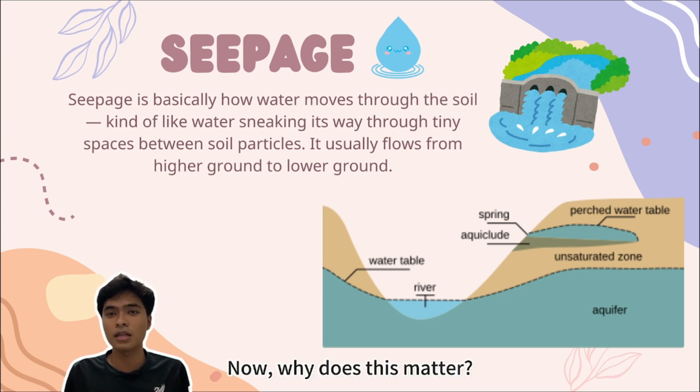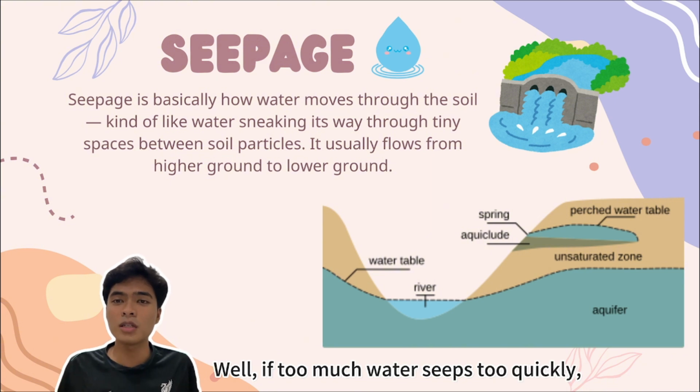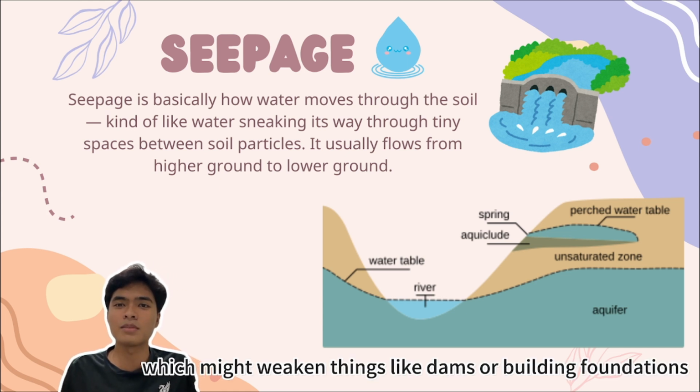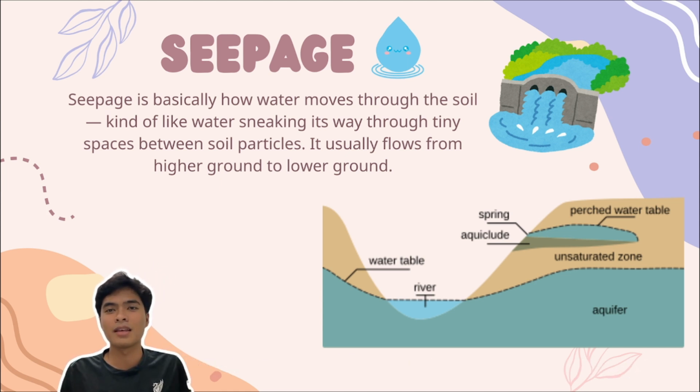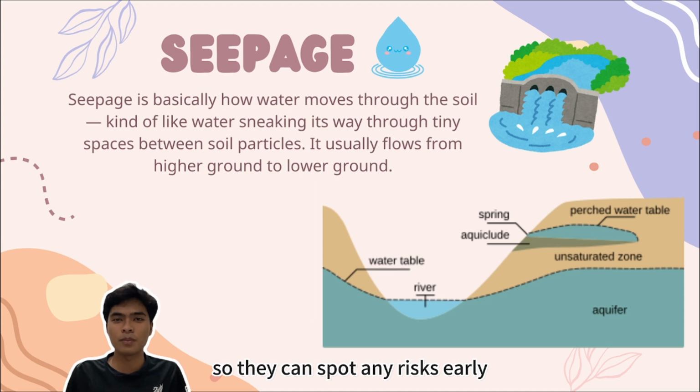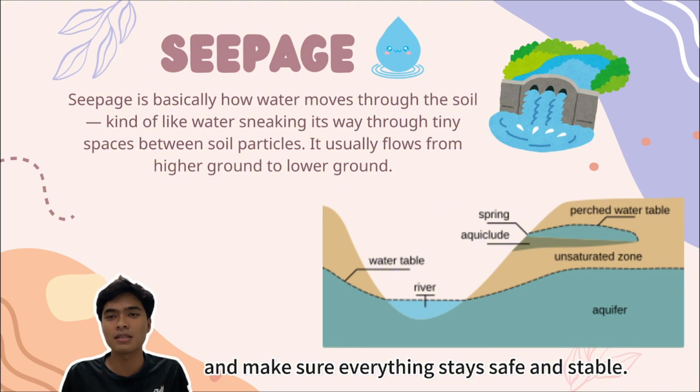Now, why does this matter? Well, if too much water seeps too quickly, it can actually wash away soil, which might weaken things like dams or building foundations. That's why engineers measure how fast the water flows through soil, so they can spot any risk early and make sure everything stays safe and stable.